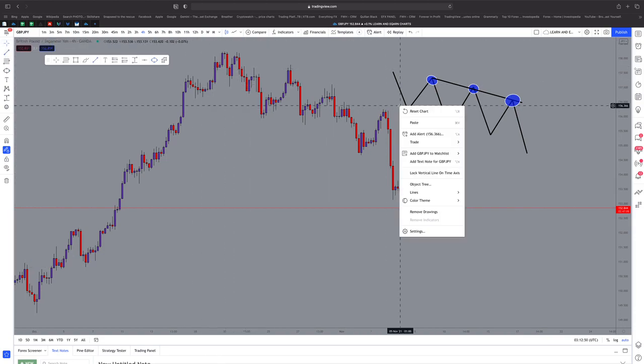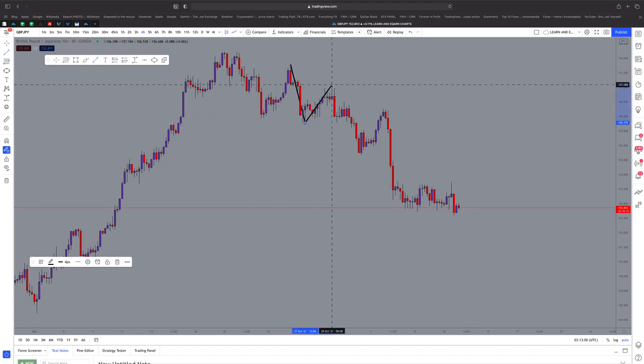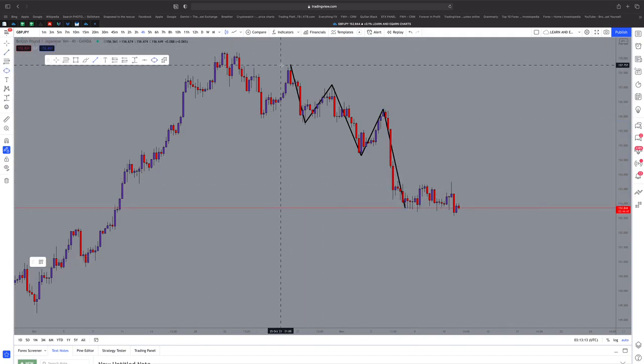One second, let me remove these. Perfect. So here we have a lower high. All right. Another lower high here. All right. And then another lower high here. Right.